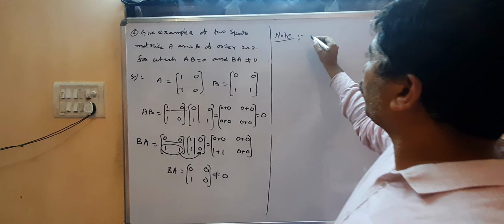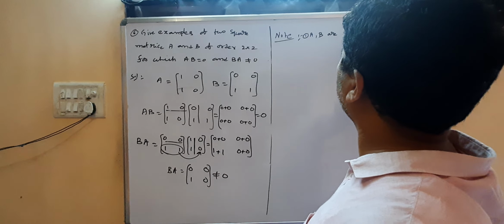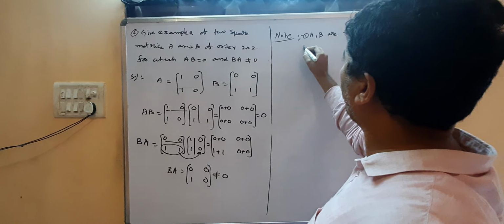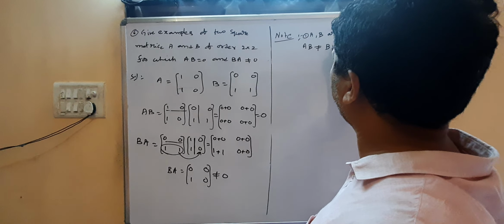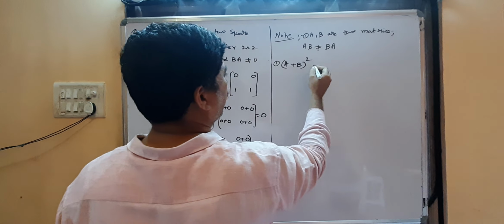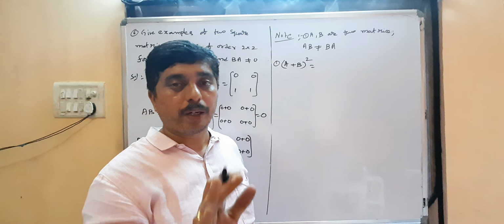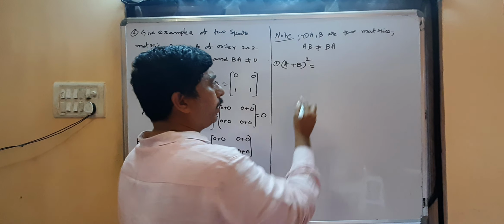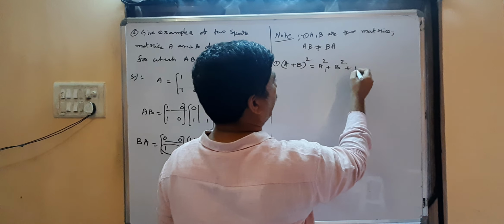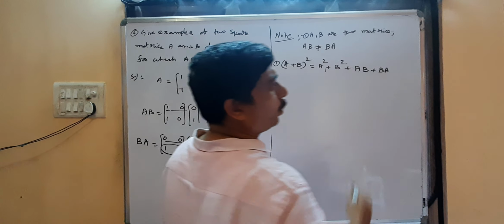A, B are two matrices and AB is not equal to BA. Then first formula, A plus B whole square. Generally in algebra you take A plus B whole square as A square plus B square plus 2AB, but that formula is not applicable here. Here A plus B whole square is A square plus B square plus AB plus BA. If AB equals BA, then this becomes 2AB.